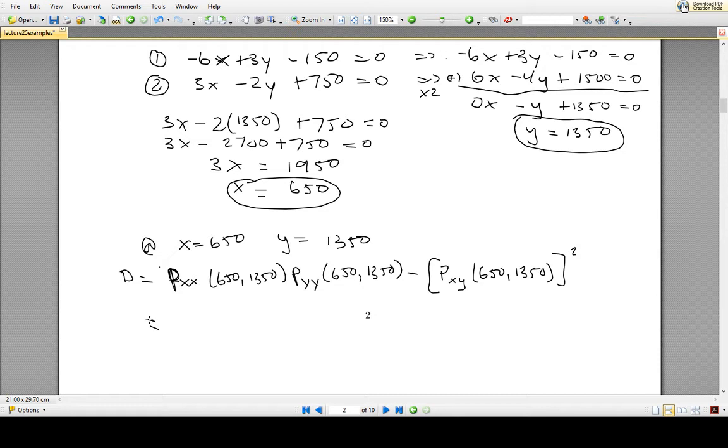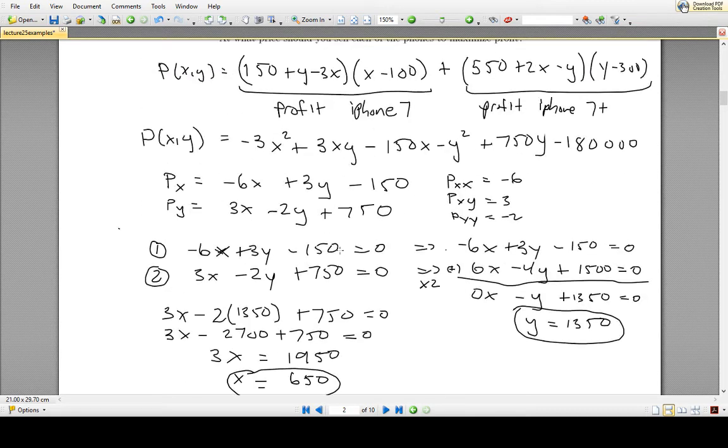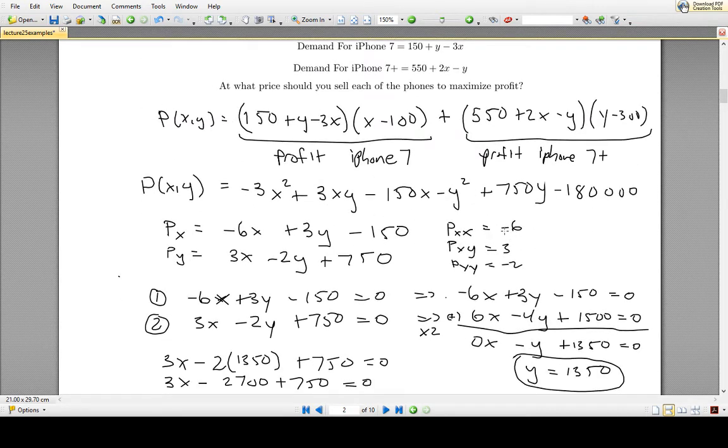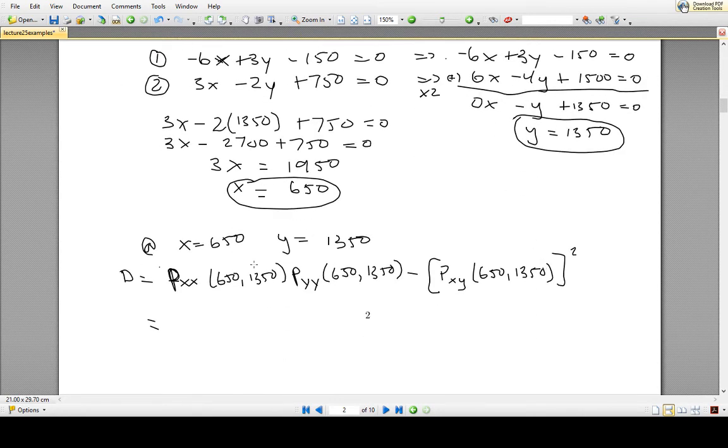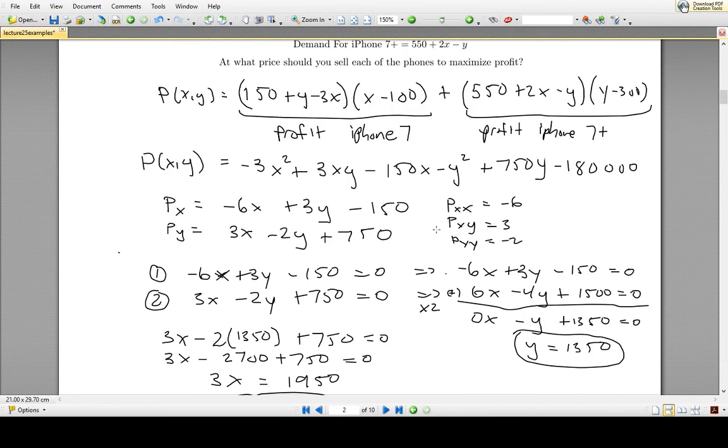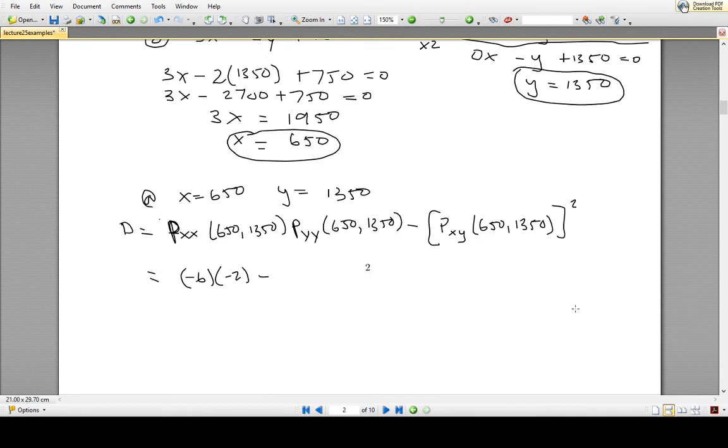Okay, so let's figure out what the second derivative of p with respect to x is when you evaluate at 650 and 1350. What we notice is the second derivatives of all of these are actually just constants. They don't depend on the point at all. So p_xx is -6 and p_yy is -2. So we get -6 times -2 minus, what is p_xy? p_xy is equal to 3. So this becomes 3 squared, minus 3 squared. And this ends up being 12 minus 9, which is 3.